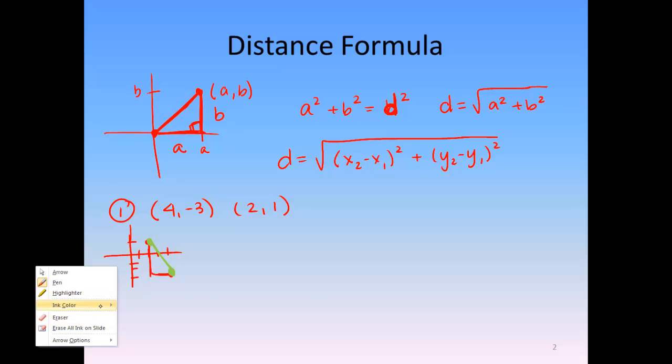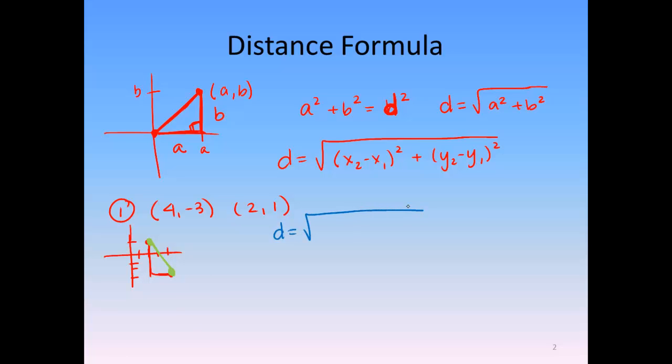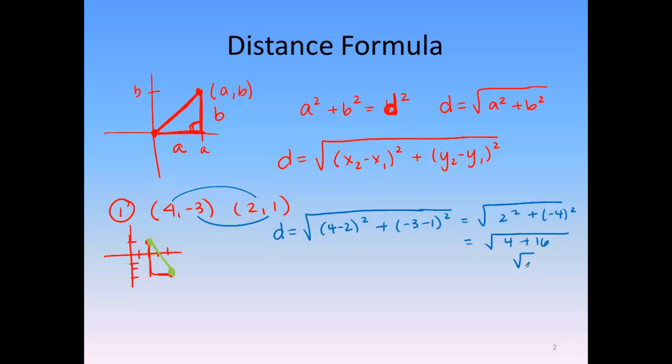Alright, so here are the calculations that we're going to use. I can use a distance formula where D equals the square root. It doesn't matter which point is which because I'm looking for the difference between them. So the difference in one direction is not any different than the difference in the other direction. So if I go x's 4 minus 2 squared plus the y's -3 minus 1 squared, well, this leaves me with the square root of 2 squared plus -4 squared, which is the square root of 4 plus 16, or the square root of 20, which I can simplify to 2 square root of 5.